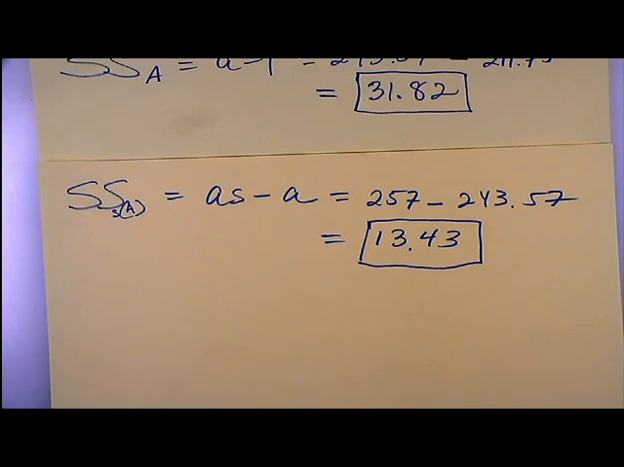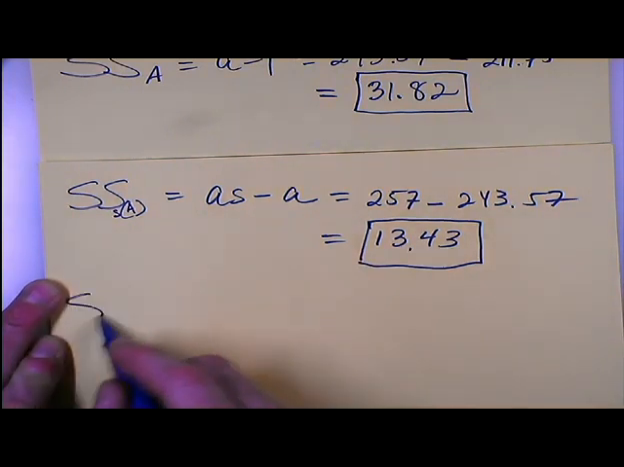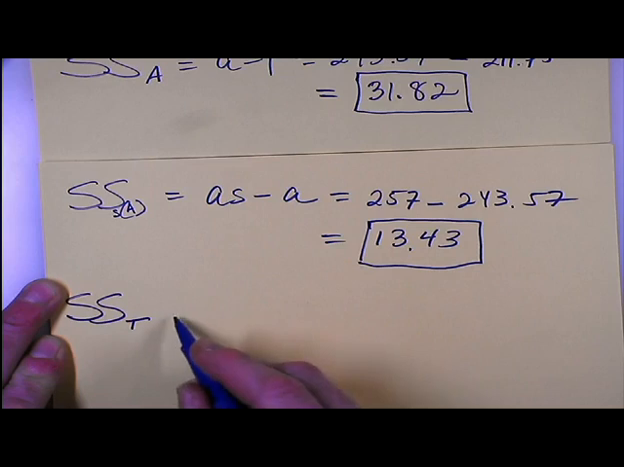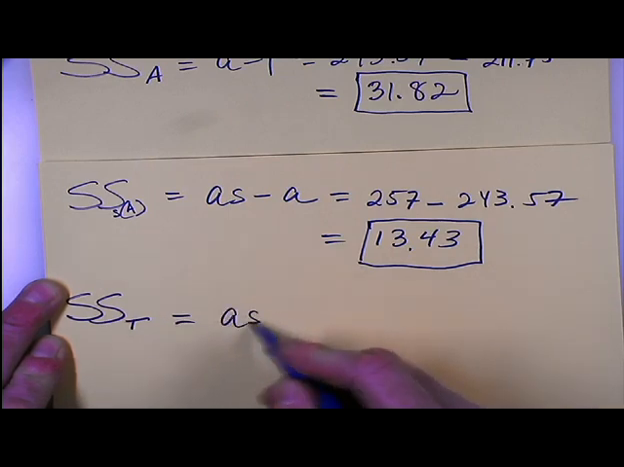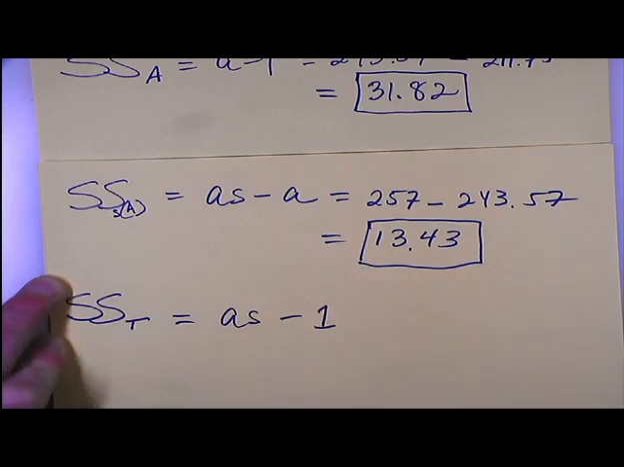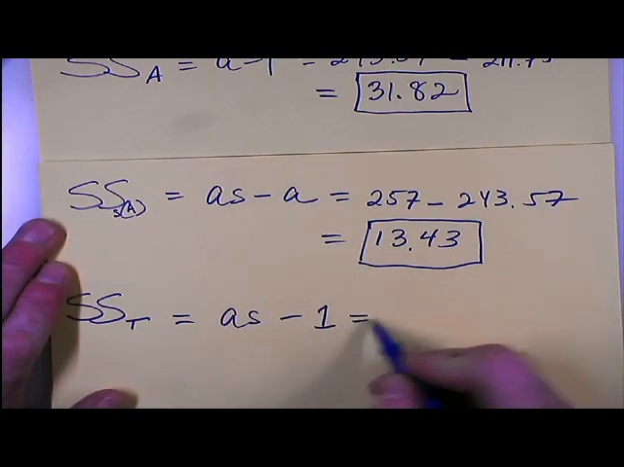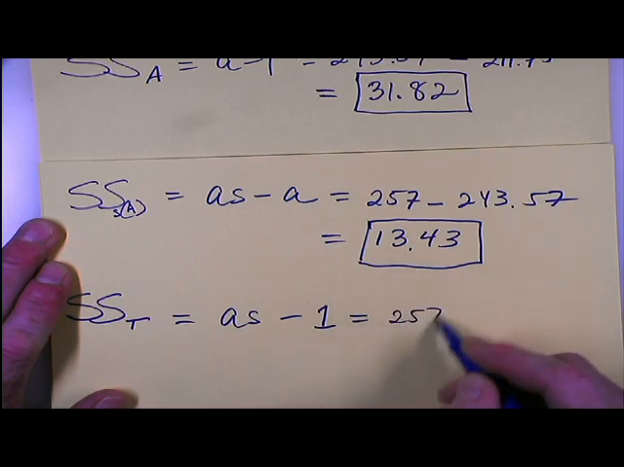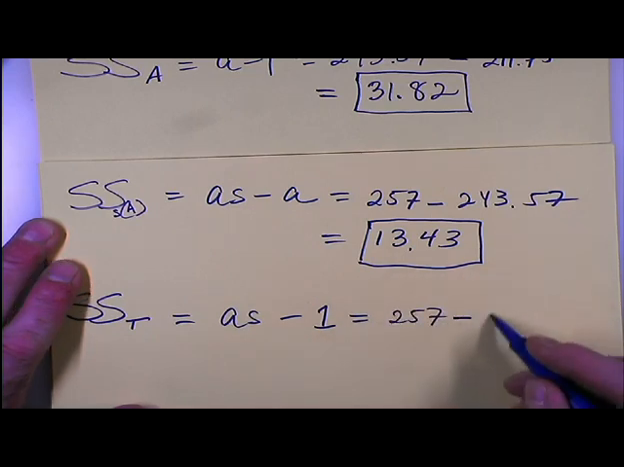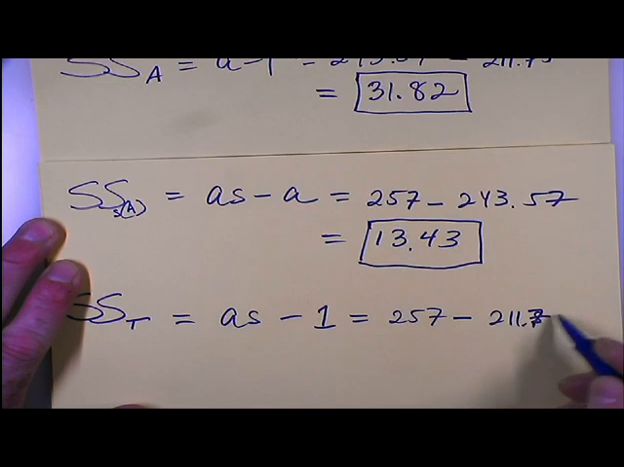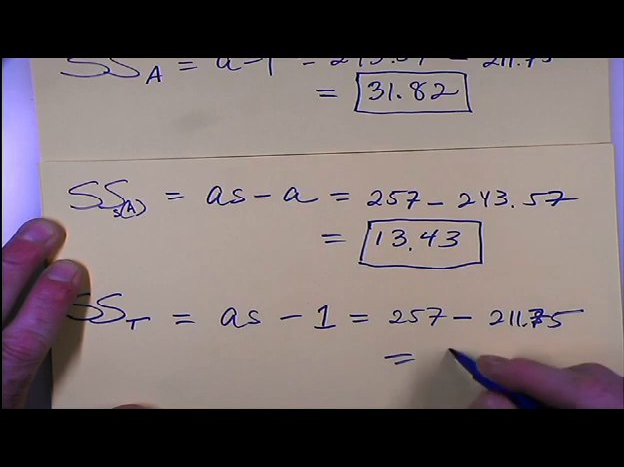13.43. So now we only have one more piece, okay? And it's our sum of squares total. And that's going to be our AS minus 1. Okay? So that is 257 minus 211.75. All right, 45.25.